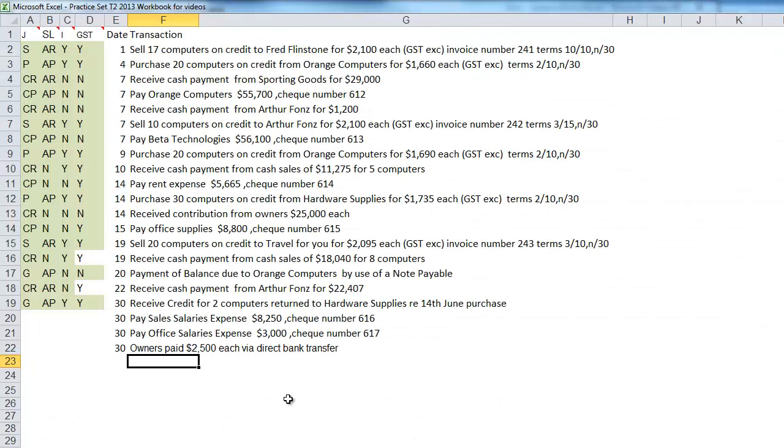We finish off with three reasonably straightforward transactions. Pay salaries, cash payments, no inventory, no GST. GST is not payable on salaries.